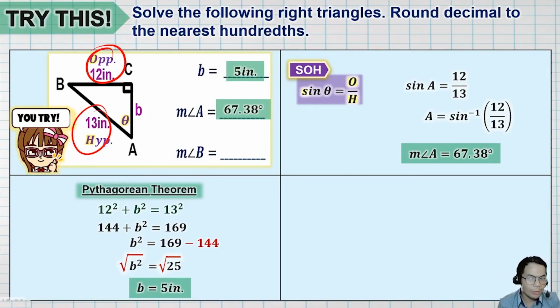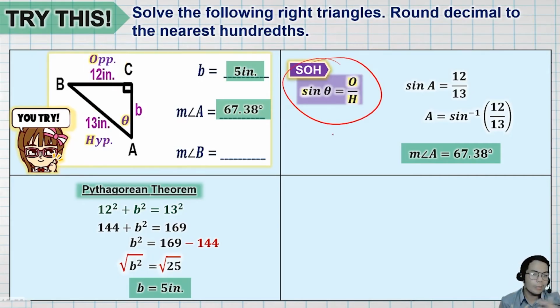Ngayon, same lang din naman yung itsura ng example, pero ang binigay kasi sa atin, opposite tsaka hypotenuse. Kaya sine yung ginamit natin. But the process is still the same. Ilagay mo doon yung given angle natin sa angle A. So, opposite side, which is 12. Hypotenuse, which is 13. So, 12 over 13. Then, shift sine mo lang. Sine inverse of 12 over 13 is gonna be 67.38.